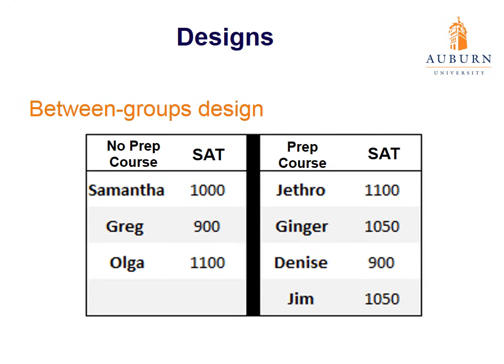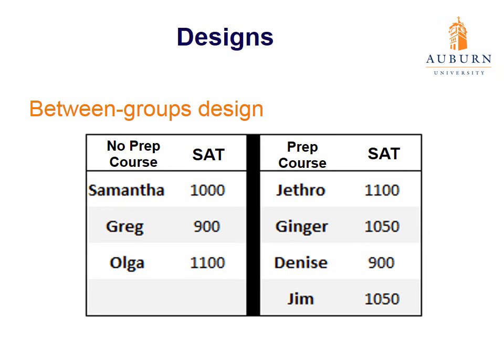So to go back to our example, if we have Samantha, Greg, and Olga, and they were conveniently assigned to the no prep course condition, and Jethro, Ginger, Denise, and Jim were conveniently assigned to the prep course condition, then I wouldn't know for sure that it's the prep course that caused the difference in the SAT scores. It could be that Jethro, Ginger, Denise, and Jim were the first to show up for the study, and therefore they ended up in the prep course condition, and Samantha, Greg, and Olga showed up to the study later, and so they end up in the no prep course condition.